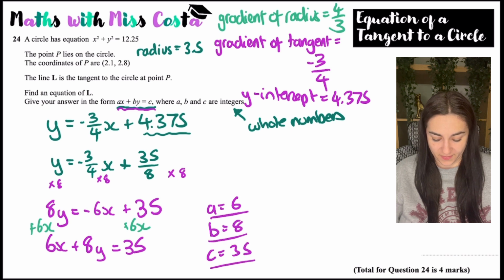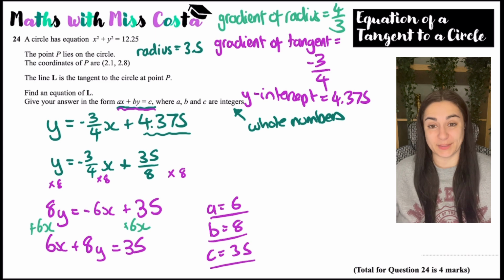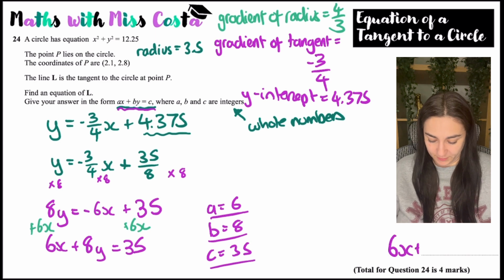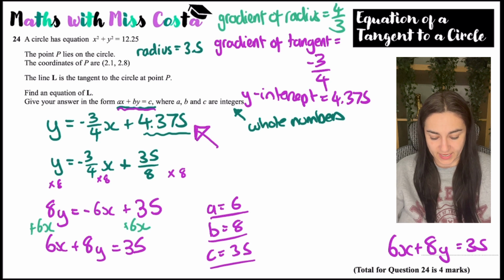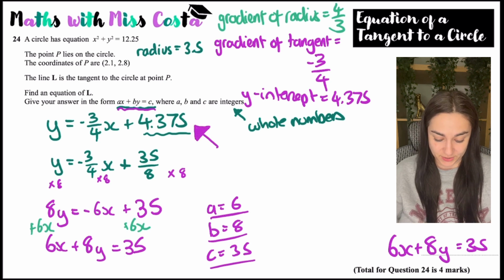But you don't need to actually write that. I'm just showing you that that's what you've done. So your final answer would be 6x plus 8y equals 35. But if you manage to get to here, then you've basically got almost full marks. You just need to do the next part, which is rearranging it in the form that they want you to.